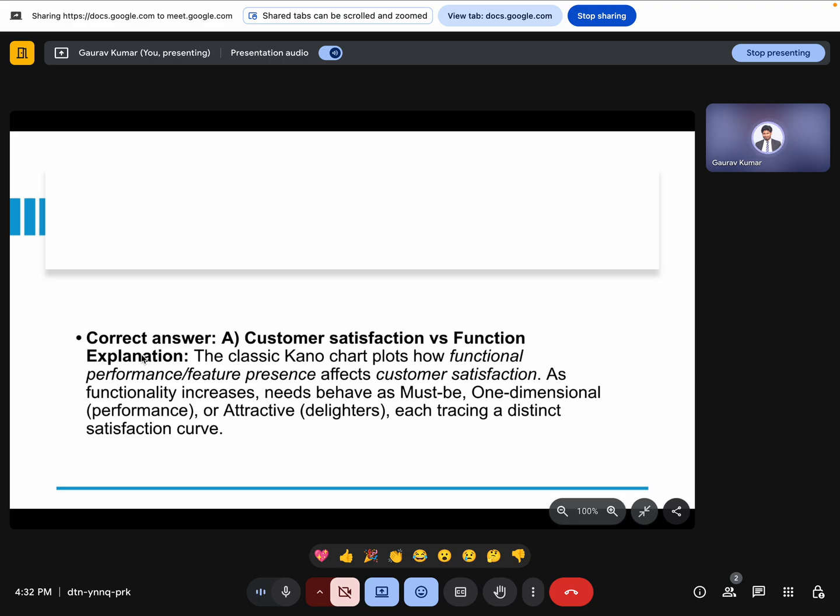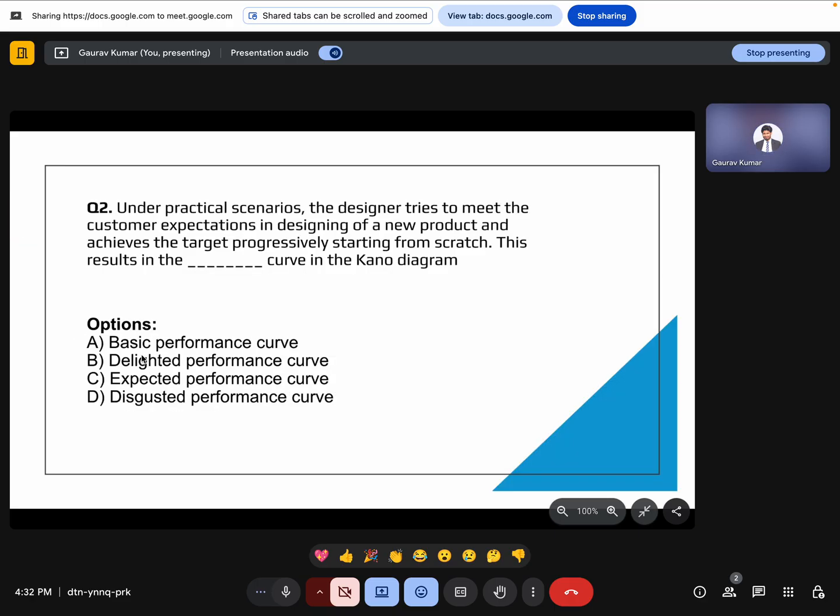So moving to the next question, question number 2. Question number 2 is asking, under a practical scenario, the designer tries to meet the customer expectation in designing a new product and achieves the target progressively starting from scratch. This results in the dash curve in the Kano diagram. What will be the right answer?